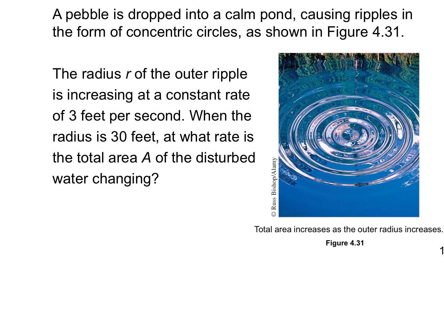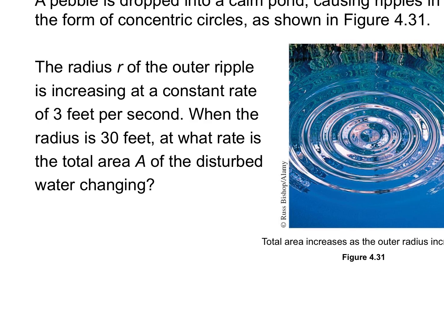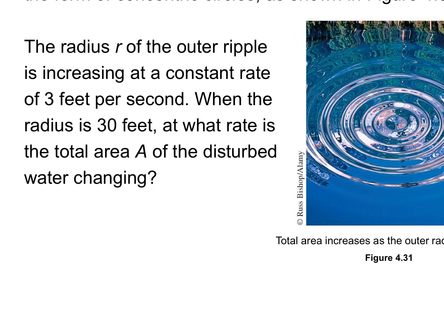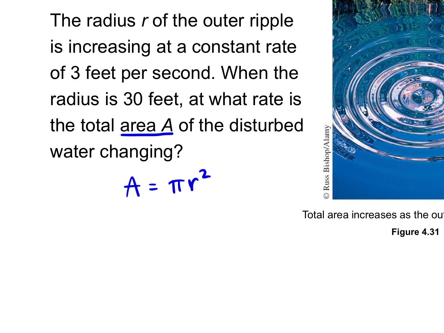So what's the shape that we have here? A circle. It's asking us for the area of the circle. How is the area changing? So what's the area of a circle formula? Pi r squared. Awesome. 2 pi r would be the circumference. So pi r squared. So let's take the derivative. What's the derivative of A?